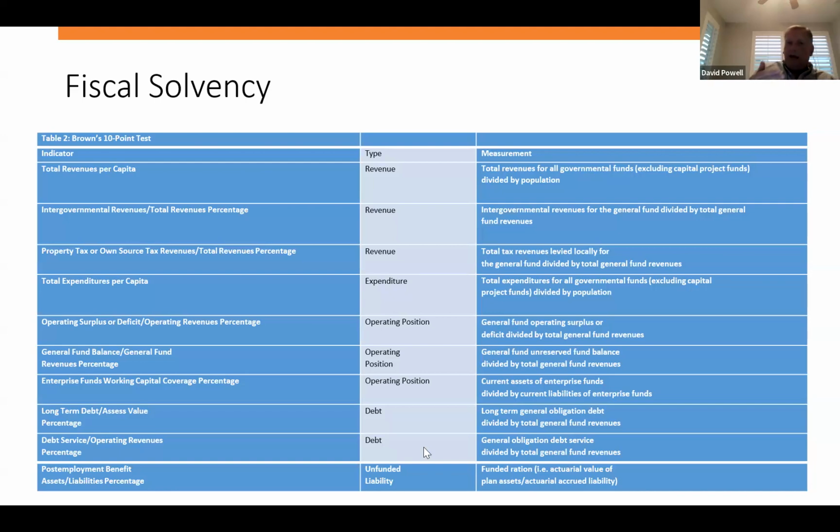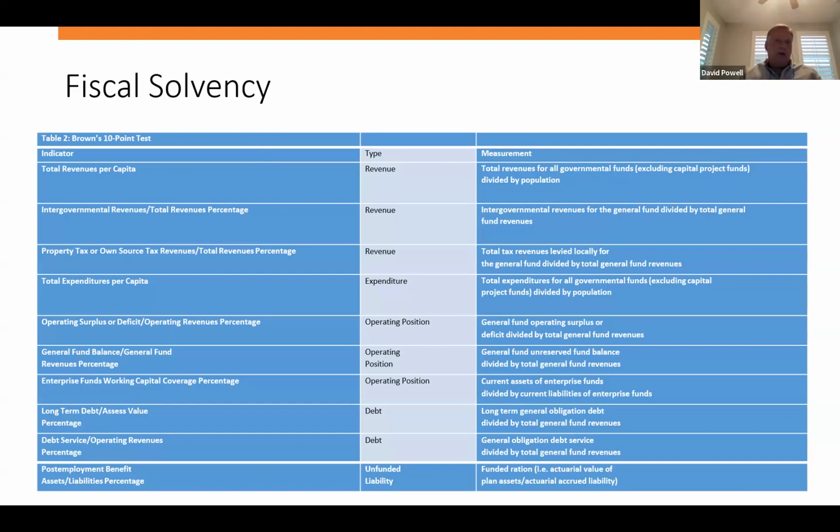So again, these are 10 different indicators that Brown says we can look at, calculate these ratios for our city, and then compare to comparable cities to see: are we better off than the majority of those comparable cities? Are we at the middle point, the average for comparable cities, or do we fall in the bottom quartile? Are we at the bottom in this comparison with our comparable cities? So that's Brown's approach. It's a pretty straightforward approach.